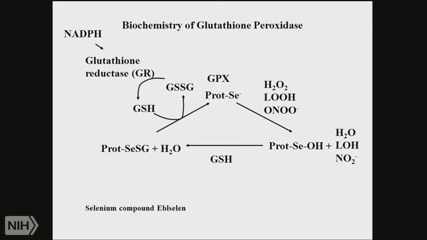The biochemistry of glutathione peroxidase. If you take glutathione peroxidase out of the cell, it is a cytosolic enzyme, which is critical in controlling cellular hydrogen peroxide. So NADPH, again, can facilitate the conversion of GSSG back to GSH.